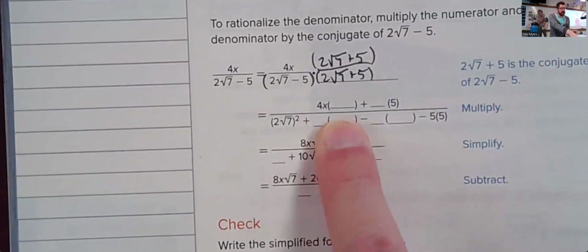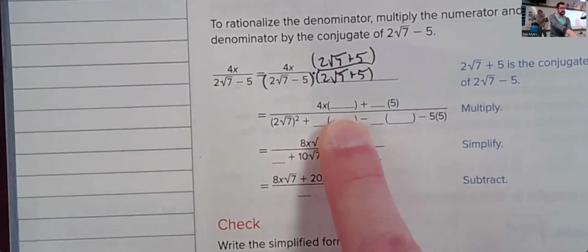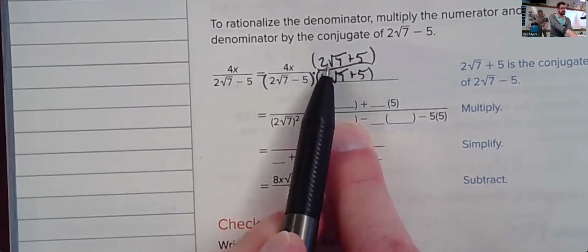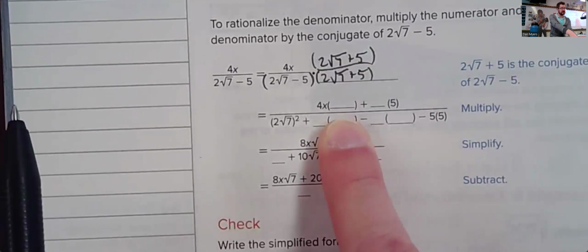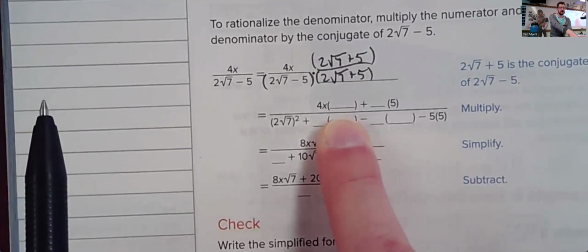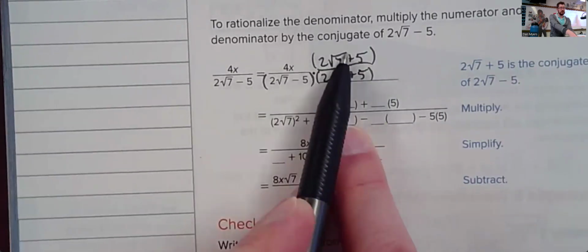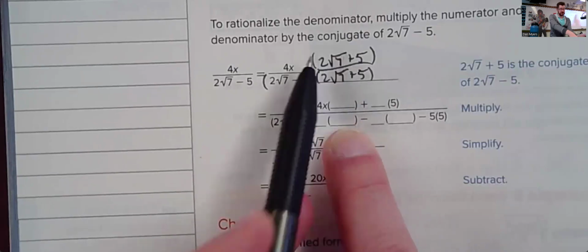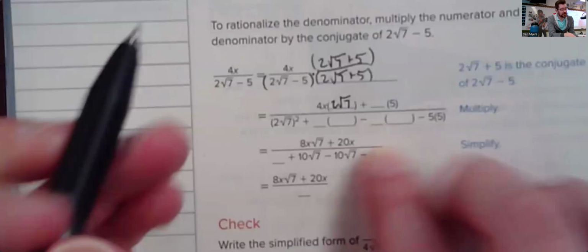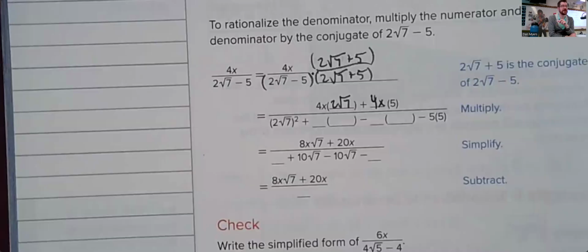4x times what? If you distribute the 4x on the numerator, what are we multiplying by first? Root 7. Yeah. And then the 4x also multiplies by the 5. So this is 4x root 7 right there, plus 4x times 5.